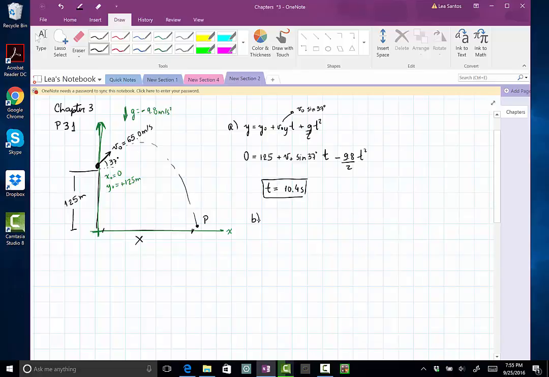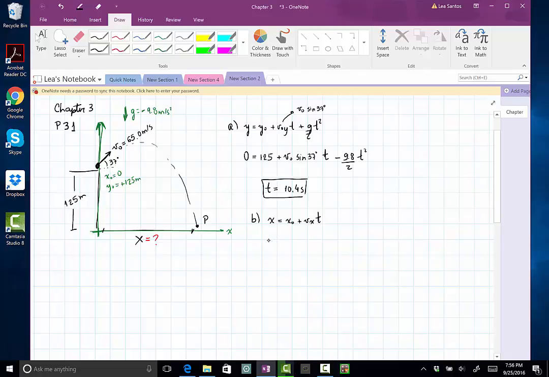Part B is the range. What is the range x of the projectile from the base of the cliff? So what is this x here? Okay, so then I go for an equation involving x, such as this one. x equals x naught plus vx t. Remember that the velocity in the horizontal motion does not change.